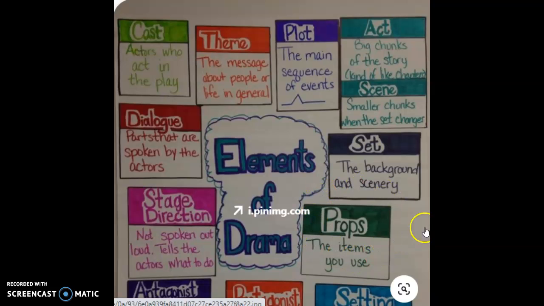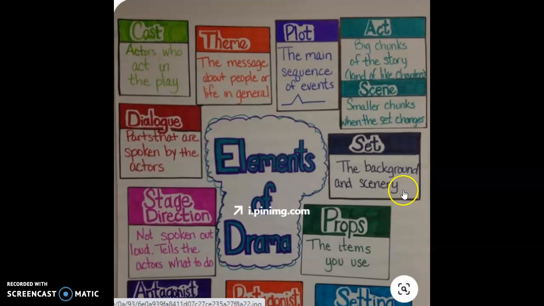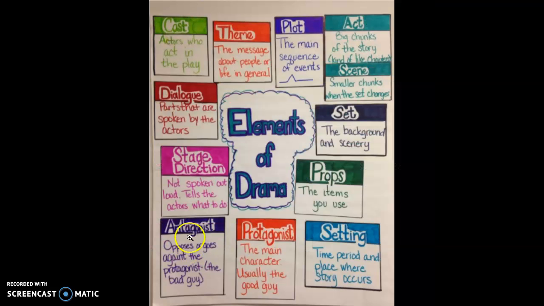Next, we have our props. These are the items that are used. These are what makes the creative parts of the set. The antagonist is the bad guy. He or she does the opposite of the protagonist. So this is the enemy in a sense. Then we have the protagonist. This is the main character, usually the good guy, trying to find a solution to the problem.